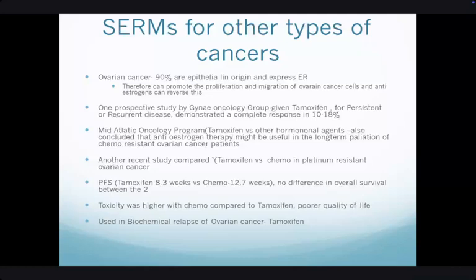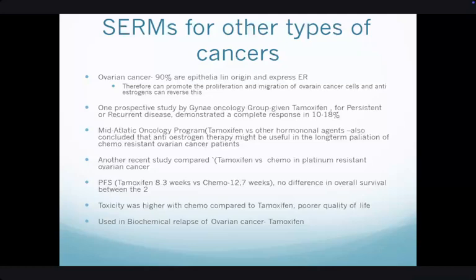Another study, by the Mid-Atlantic Oncology Program, compared tamoxifen versus other hormonal agents and also concluded that anti-estrogen therapy might be useful in the long-term palliation of chemo-resistant ovarian cancer patients. Then another one compared tamoxifen versus chemotherapy in platinum-resistant ovarian cancer. This showed a progression-free survival of 8.3 weeks for tamoxifen and 12.7 weeks for chemotherapy, and there was no difference in overall survival between the two.